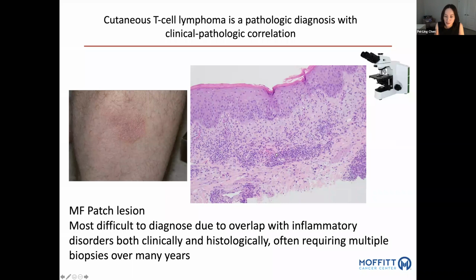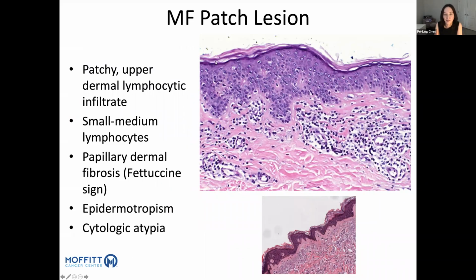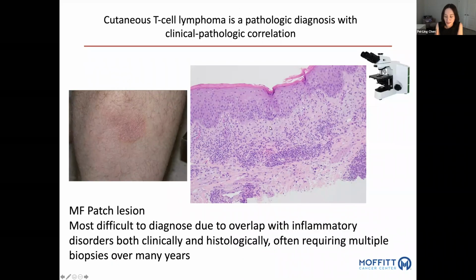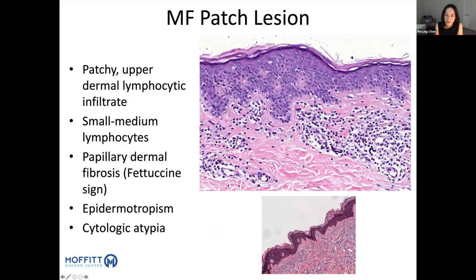In this case, what we see is malignant T cells circling the blood vessels, and then they can go into the epidermis. This is called epidermal tropism. At higher power, this is the patch lesion on the slide. This is another patch lesion. You see a patchy upper dermal, this is the upper dermis, lymphohistiocytic infiltrate. These are the lymphocytes, the malignant T cells surrounding the blood vessels.